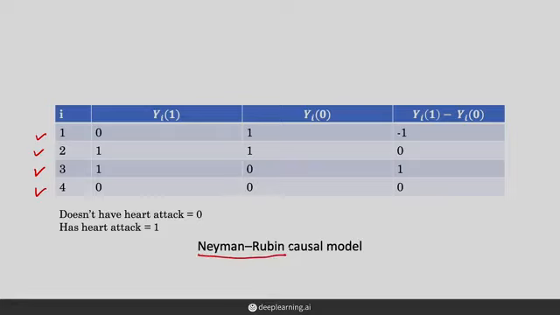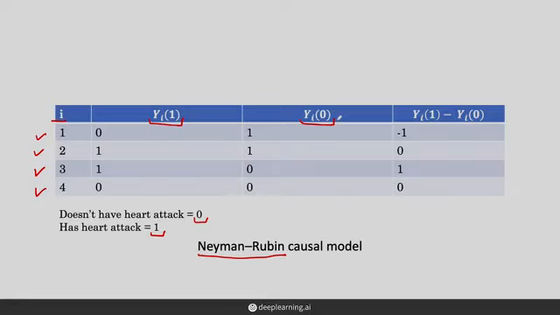We can represent these four possibilities for a patient's potential outcomes using the Neyman-Rubin causal model. For each patient i, we represent their outcome when given treatment with yi of 1, which is 0 when the adverse outcome of interest does not happen, when the heart attack doesn't happen, while it is 1 when it does. Similarly, yi of 0 represents the patient's outcome when they are not given the treatment.